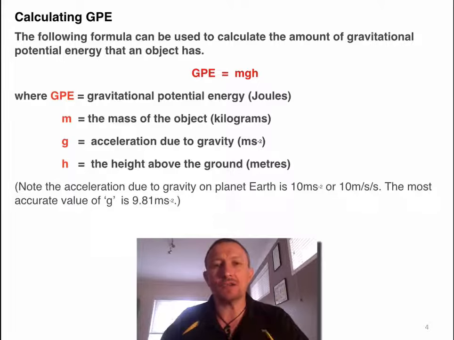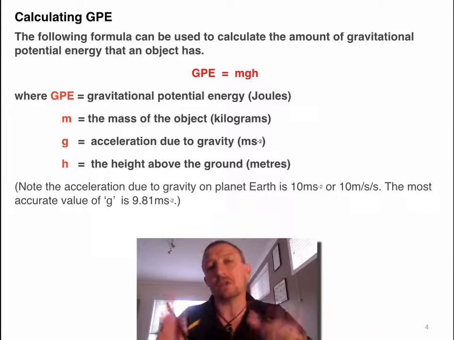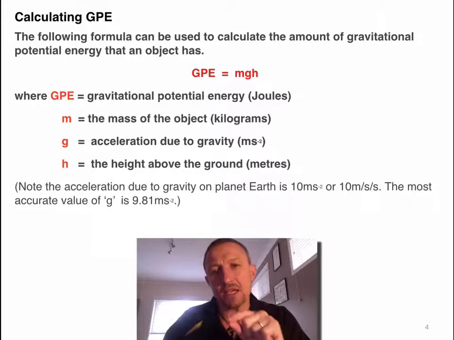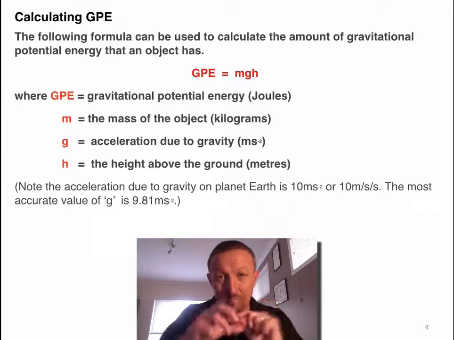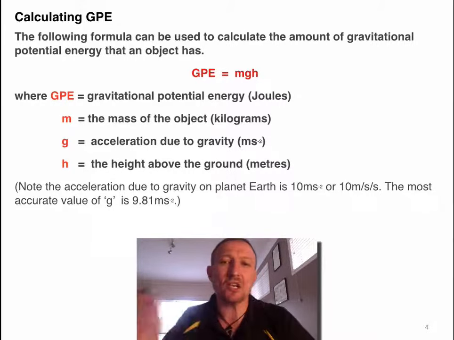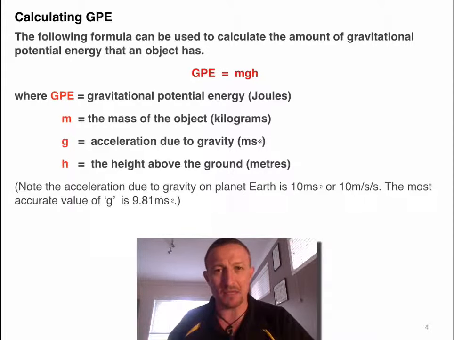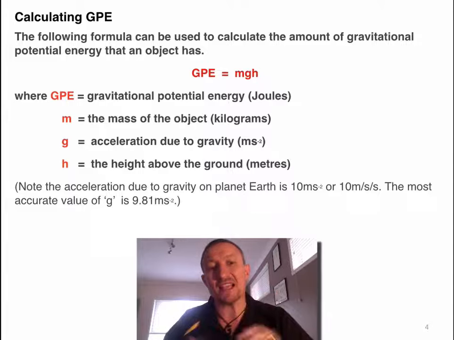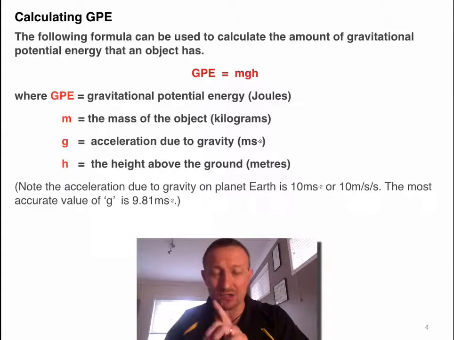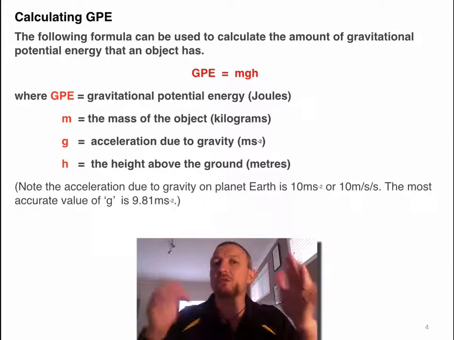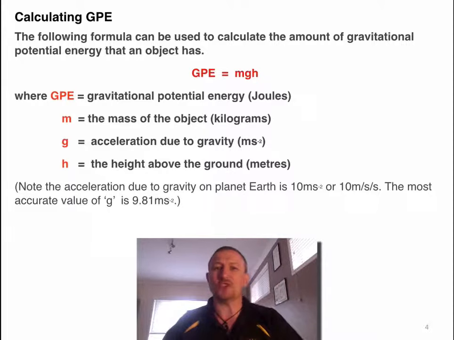Now in most cases 10 will be used, but you need to read your question or your exam paper and look for what it says for g. It may say g is going to be used as 10 meters per second squared, or let g always be 10 meters per second squared, or it might say let g always be 9.81. So look for that in the questions or at the front of the paper, and then you won't go wrong.